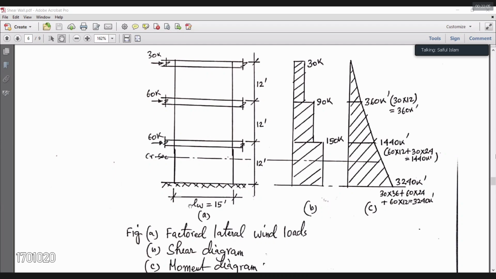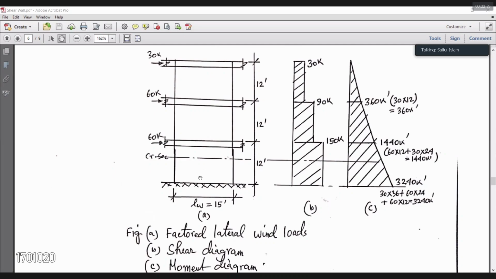The wall is Lw 15 feet in length and the height is 36 feet, with each floor being 12 feet, 12 feet and 12 feet. You are asked to design this floor only, the ground and second floor, according to the statement of the problem.